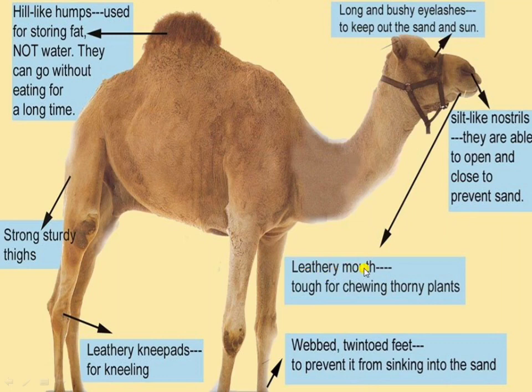Then they have a leathery mouth, tough for chewing thorny plants. And they also have thick lips which help them to eat the dry plants of the desert. They have webbed toed feet to prevent them from sinking into the sand. And here you can see they have leathery knee pads for kneeling, to protect them from getting burnt when they kneel on the hot desert.